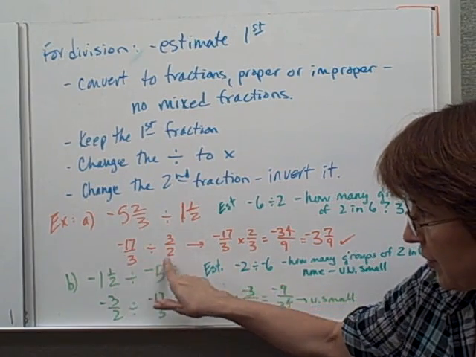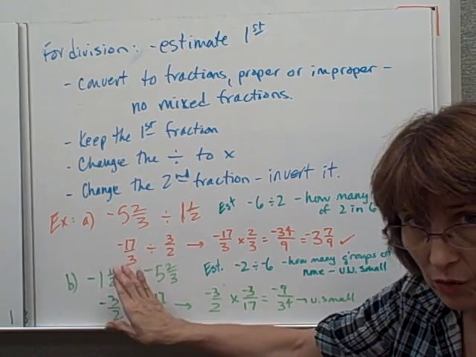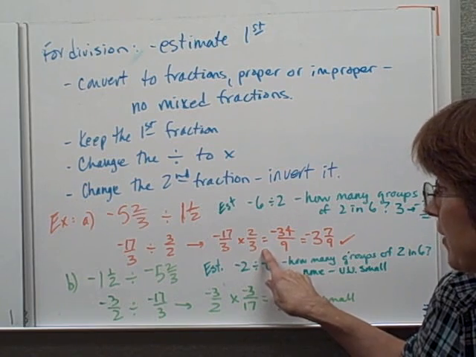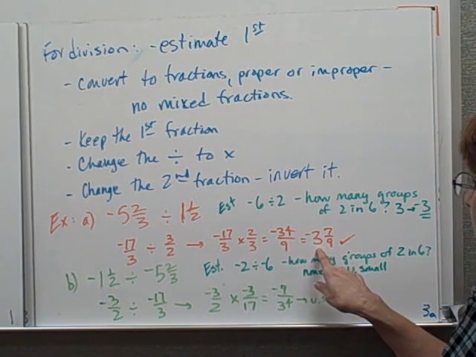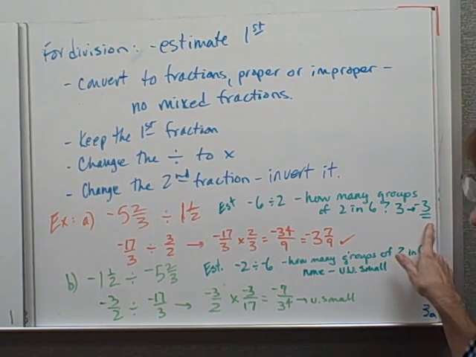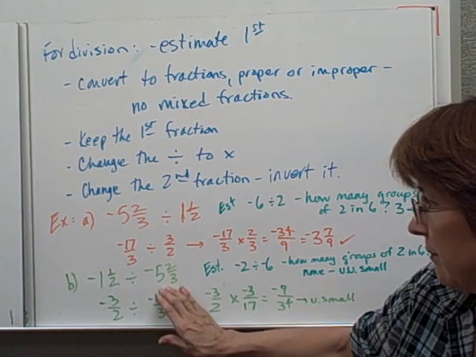Okay, so you can do the work. You make that into 17/3 divided by 3/2, and then, only then, once you have fractions only, is when you can keep, change, flip. You keep it, you change it, and you flip it. And you will do all the math, and you end up getting about negative 3 7/9, which is pretty close to our estimate. Okay, next one. Go ahead and copy that down.